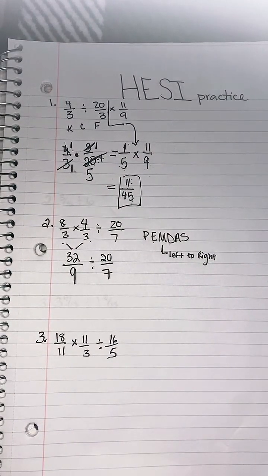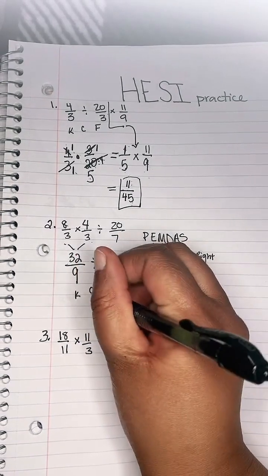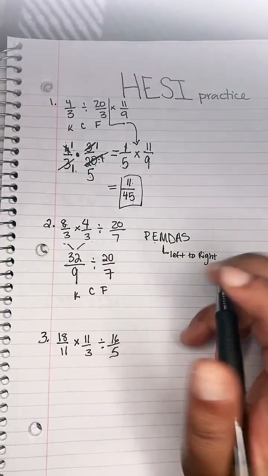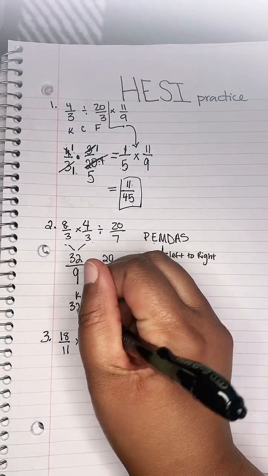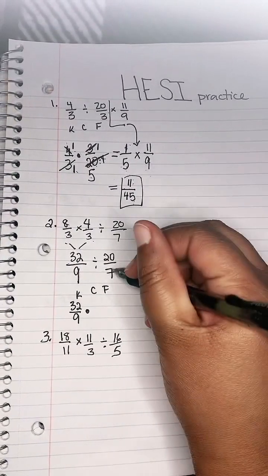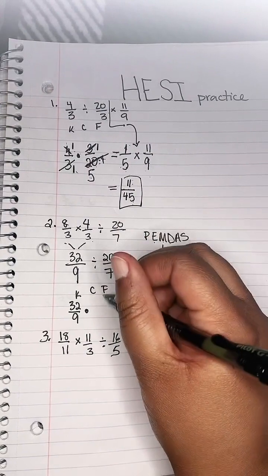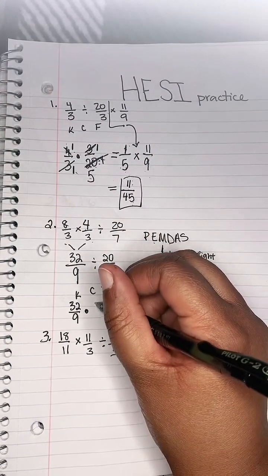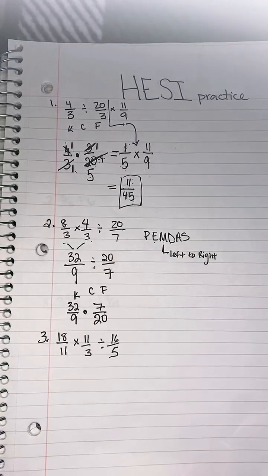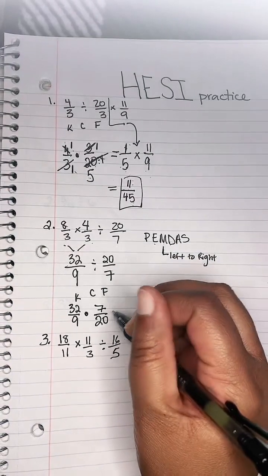And then Tall said, now you keep, change, flip. Wonderful. Keep, change, flip. Because we're dividing. Remember, we cannot divide fractions. So we do 32 over 9 times, flip this, reciprocal, 7 over 20. Whew, right? Okay, these are some big numbers.